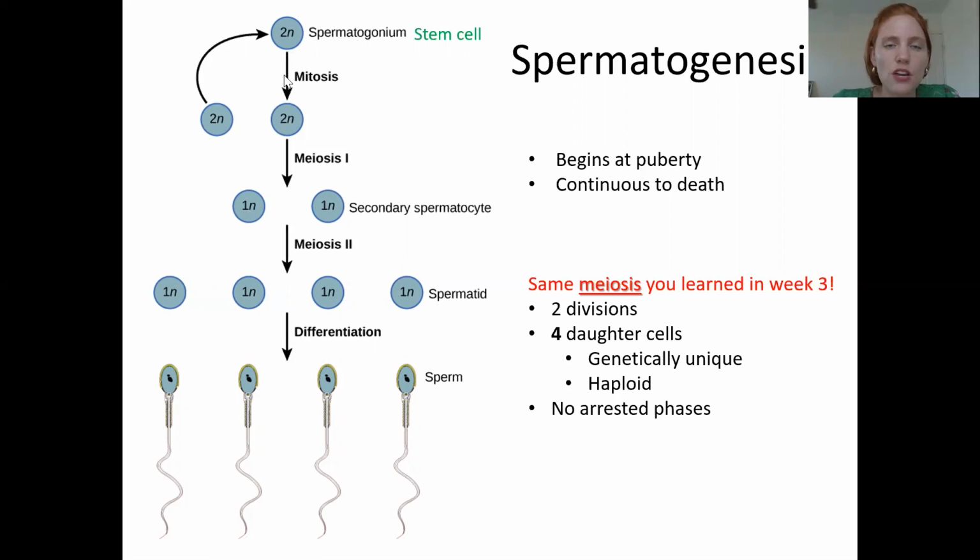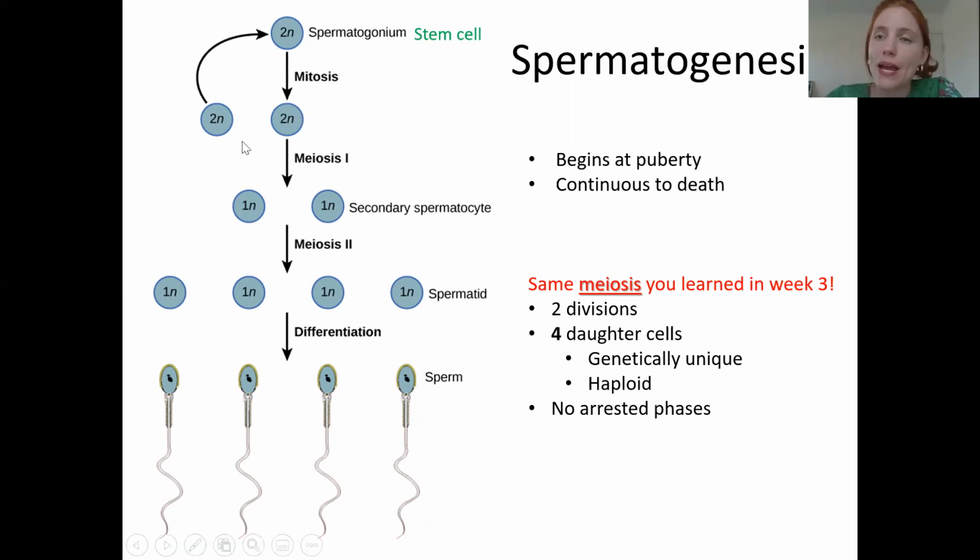The first is you always start with your stem cells. Here are your stem cells right there, and those stem cells are going to make more stem cells by doing mitosis. That's what this is here. So this is mitosis, that's producing identical cells, just making more stem cells.